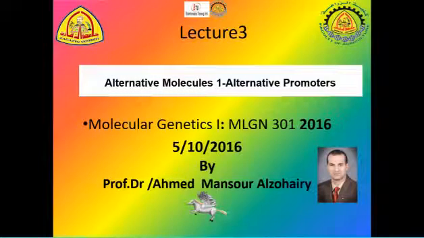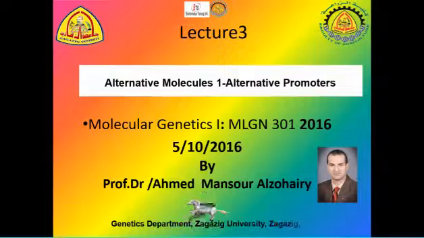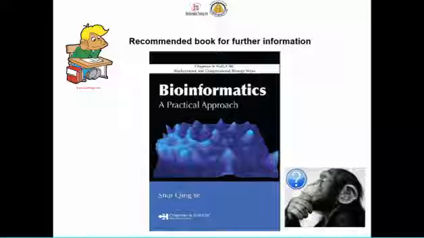Good morning, everybody. Today we'll talk about lecture 3, alternative molecules, and number one part is alternative promoter. This is a part of a molecular genetics course, MLGN 301-2016. In this lecture, we will talk about alternative promoters. The recommended book for further information is Bioinformatics: A Practical Approach.